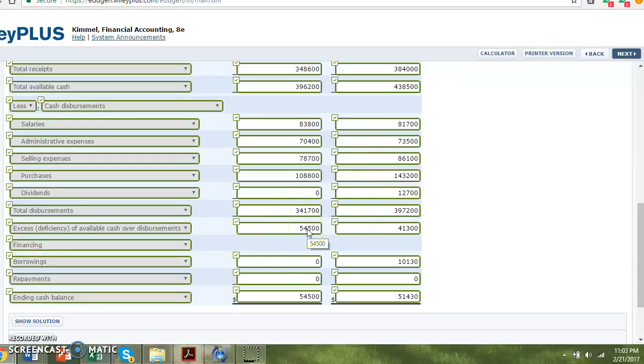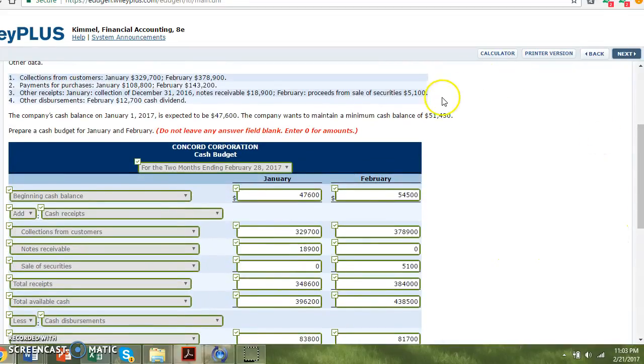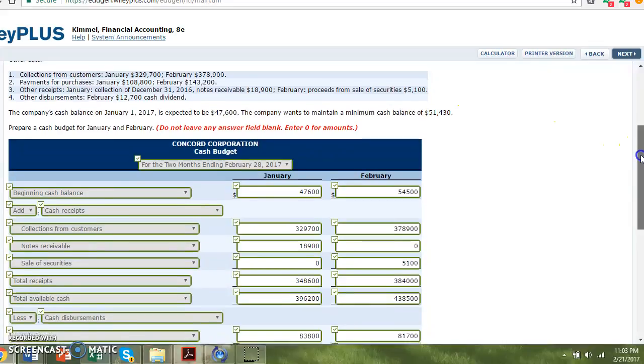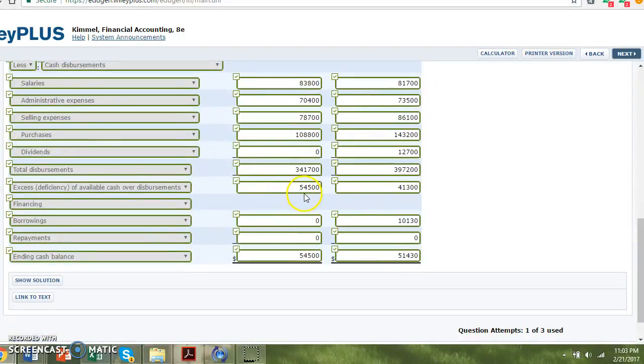Now for excess or deficiency of available cash, for January we can figure that out because we just take this number right here, our total available cash, and then our total disbursements. We subtract the disbursements from the total available cash, and then we get this $54,500. Now we're told up here that they want to keep a minimum balance of $51,430. Since we have $54,500, we don't have to borrow any money, and it doesn't say that we're going to repay anything, so we don't have to do that either. So our ending cash balance is this.